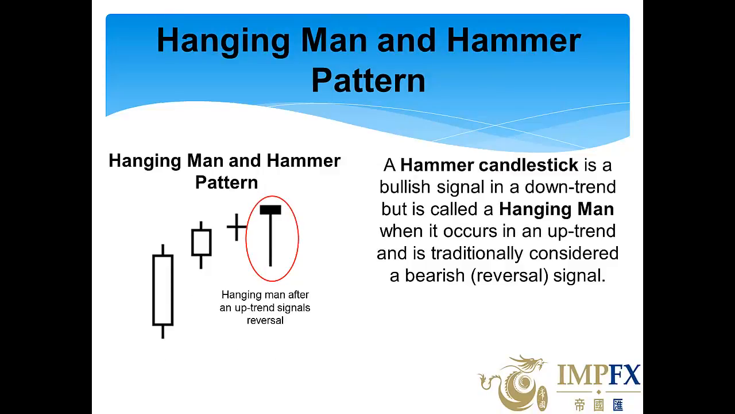Hangman and hammer patterns. So a hammer candlestick is a bullish signal in a downtrend, but is called a hanging man when it occurs in an uptrend and is traditionally considered a bearish reversal signal. As you can see, I've outlined the hanging man. After an uptrend, signal reverses. So you've got a nice trend going up, and then you've got this pattern forming afterwards.